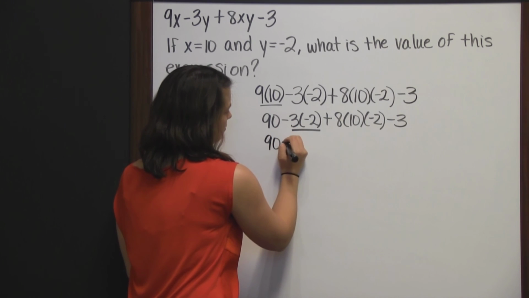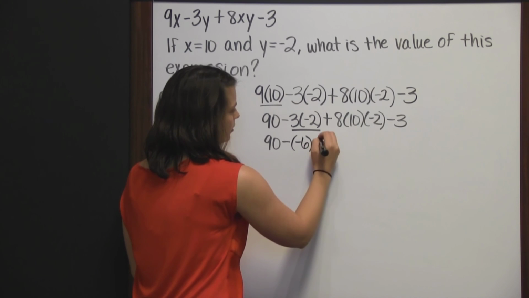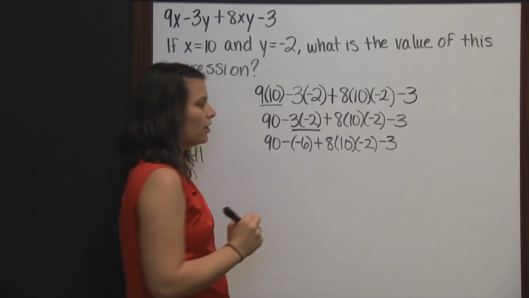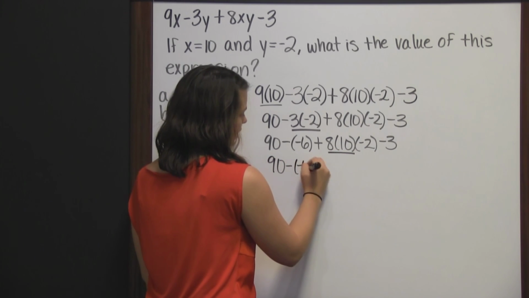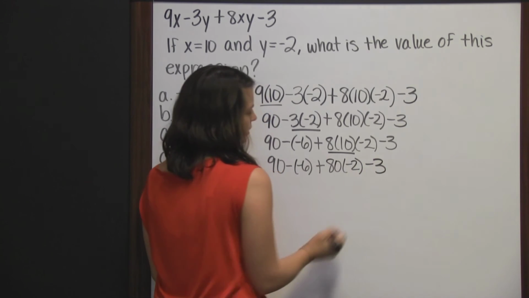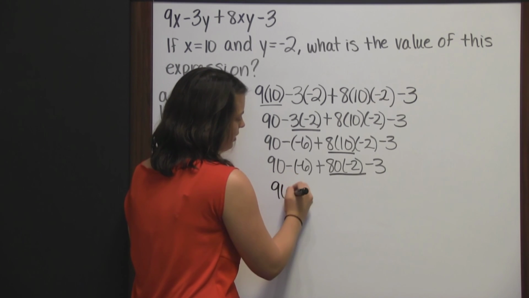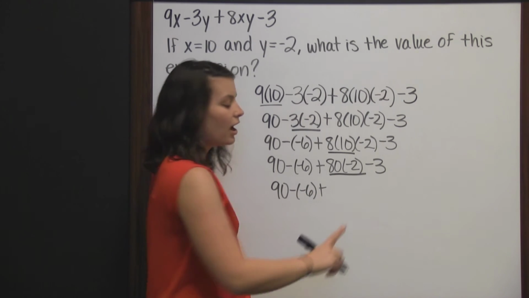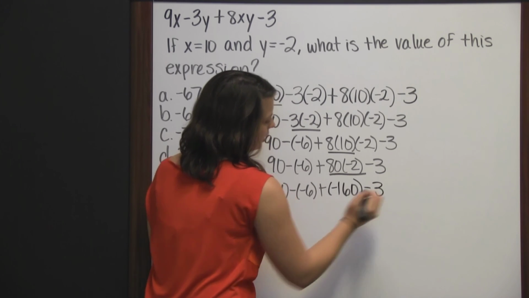So I'm going to bring down my 90 minus 3 times negative 2 is negative 6 plus 8 times 10 times negative 2 minus 3. Our next set of multiplication would be 8 times 10. So we have 90 minus a negative 6 plus 8 times 10 is 80 times negative 2 minus 3. Then we need to multiply 80 times negative 2. So we bring down our 90 minus negative 6 plus 80 times negative 2. A positive times a negative is a negative, so negative 160 minus 3.